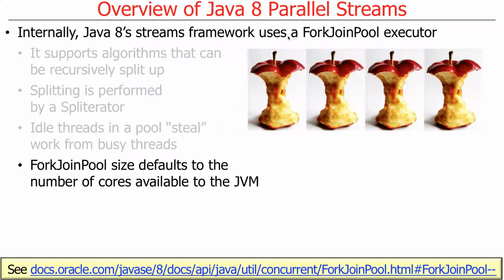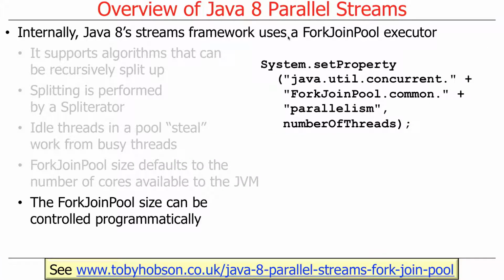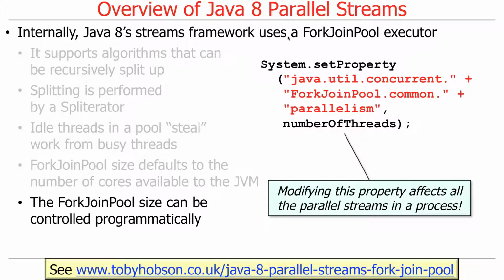By default, the size of the ForkJoin pool that's used by all the Java 8 parallel streams in a process defaults to the number of cores available to the Java virtual machine. You can change this number if you don't like what you get out of the box. By doing something like this, you can change the number of threads that are in this common ForkJoin pool. But be aware that doing this will affect all the parallel streams in a process. So all the streams in a process that are parallel streams share the same pool, which I think is actually kind of weird, but that's the way it works. So that's one of the limitations.